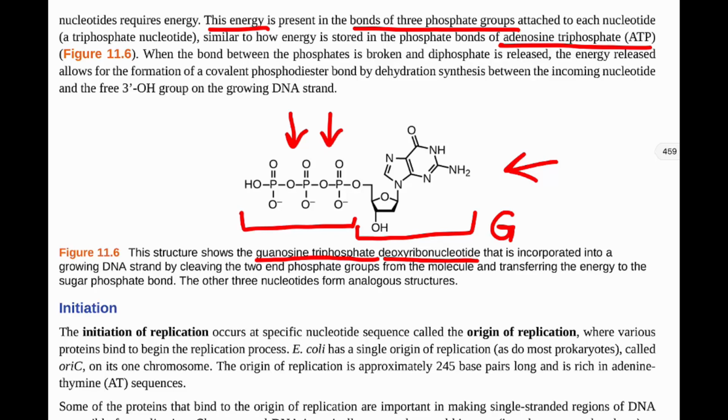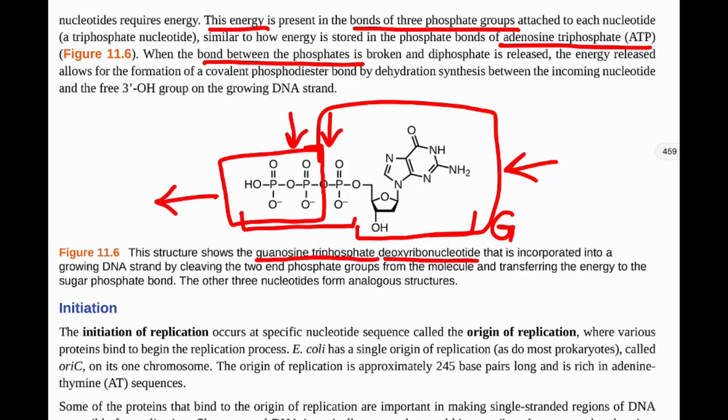We can go in and cleave these bonds and use that energy to take one nucleotide and attach it to another nucleotide. So when the bond between the phosphates is broken, diphosphate is released. So diphosphate, these two leave. We use that energy to then attach the rest of this molecule to the next molecule. Our OH group right here is our 3' end, and over here is our 5' end. And that's important when we look at replication.